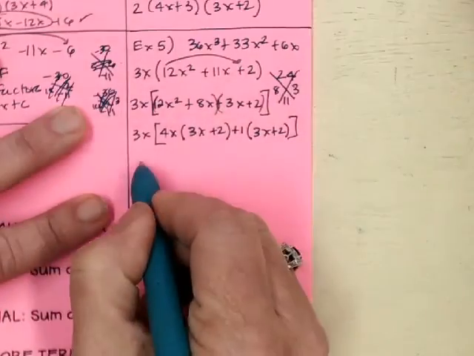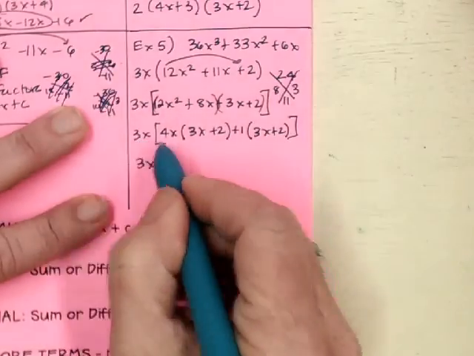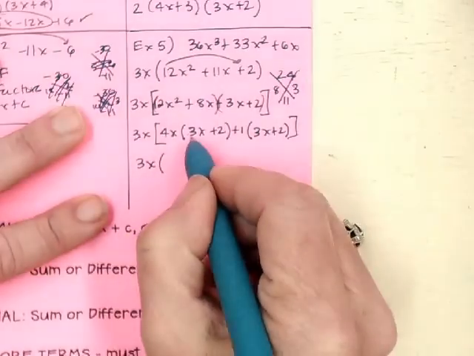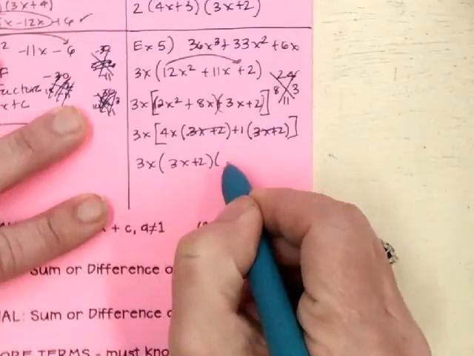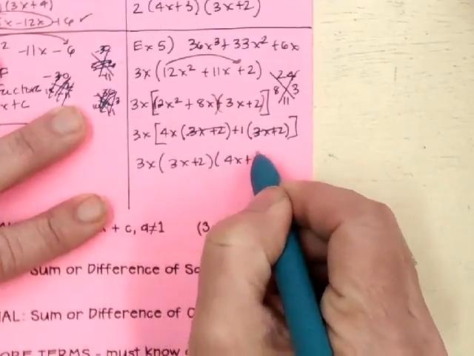So now my greatest common factor is 3x. Don't leave that out. My common binomial is 3x plus 2. And that leaves me with a binomial of 4x plus 1. And you can check it.